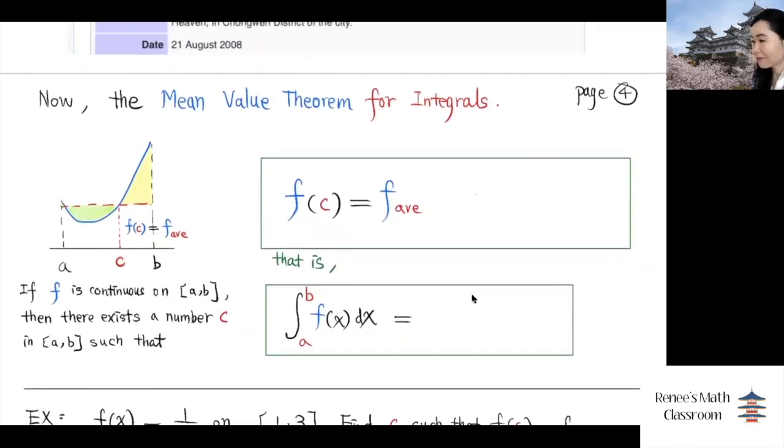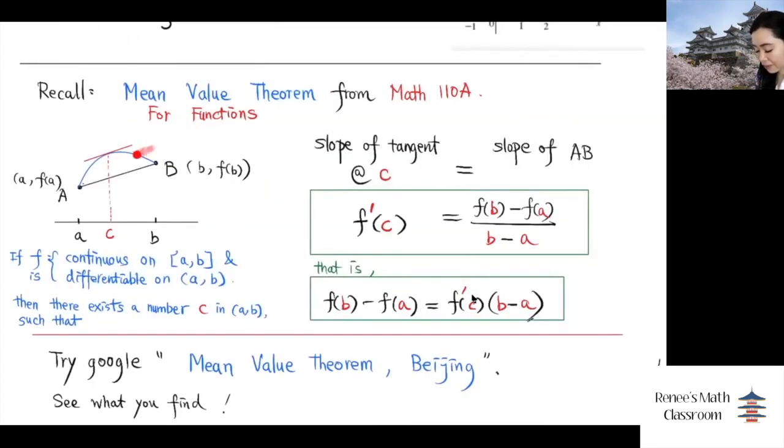So that was the mean value theorem. That's the mean value theorem for functions. Now today we have the mean value theorem for integrals.